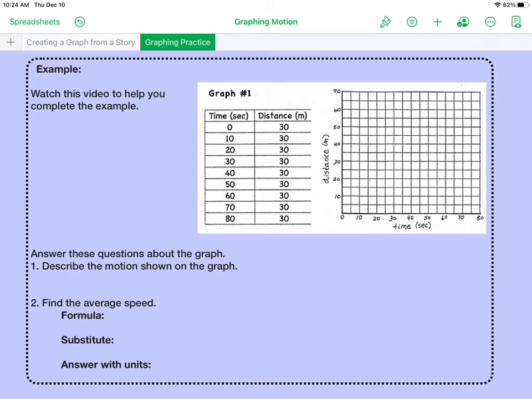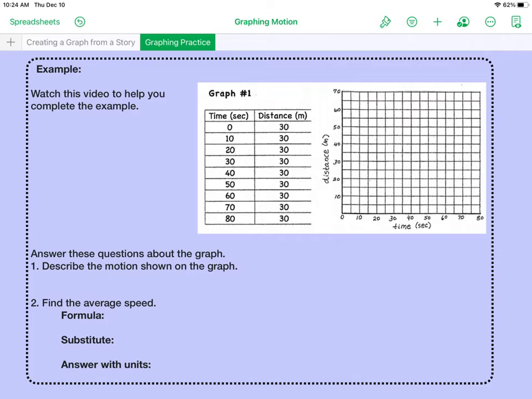Okay, so now we're going to go over how to create a graph using a table. On this, it's already set up your x and your y axis. On your x is your time, counted by intervals of 10. And then on the y is your distance in meters, again at intervals of 10. So now we're going to start by plotting.